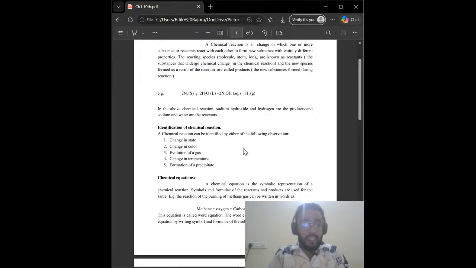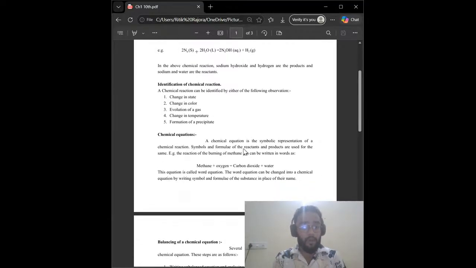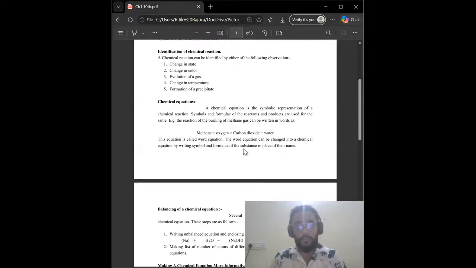The fifth and last factor is formation of a precipitate. The formation of a precipitate is a factor which you should work out by yourself. If you have any doubt about this factor, feel free to ask me in the comment section. I will answer and make a detailed video on this topic. Okay, so the next topic is chemical equation.